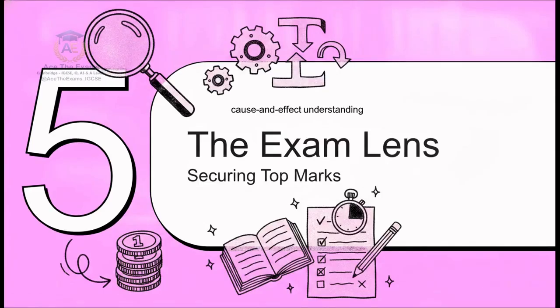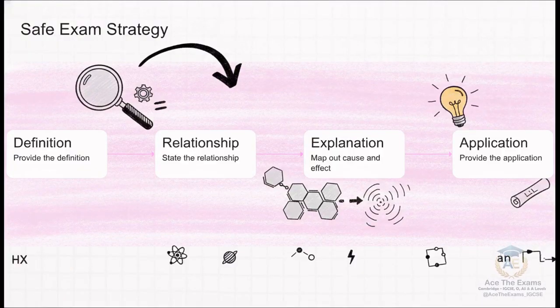Let's switch gears to Section 5, the exam lens. It is time to translate our cause and effect understanding into cold, hard marks. This brings us to Challenge 2, Find the Flaw. I'm going to read a flawed sample paragraph from our rushing student Sam, and you have to find the exact sentence that loses the marks.